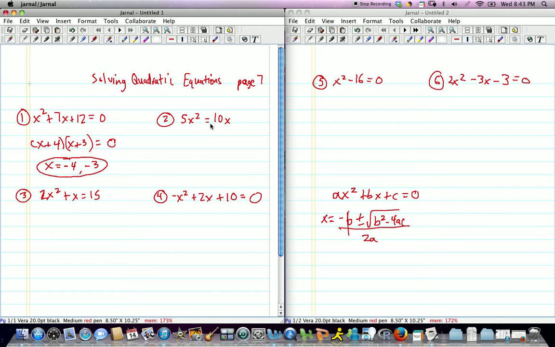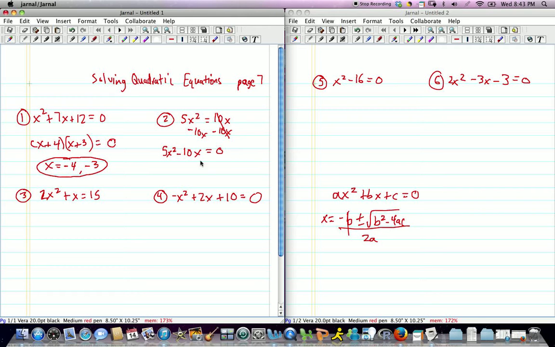Number 2, we see that this is not equal to 0. So what we're going to do in this case is we have to make it equal 0. So what I'm going to do is subtract 10x from both sides. When I subtract 10x on both sides, they go away on the right, which gives me 0 on the right, which is what I want. And on the left, I have 5x squared minus 10x. I just rewrite the problem.